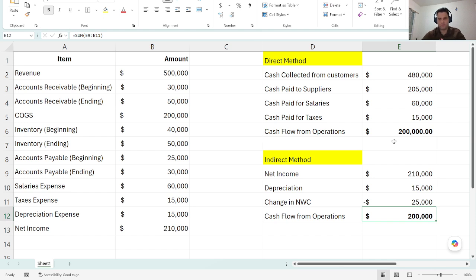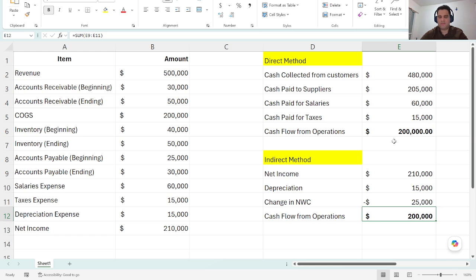Hope you guys like this video, a simple illustration of how both methods work, either the direct or the indirect. In practice, firms use the indirect method because of the ease of using the information, and a lot of accrual data is already available with the firm. Direct method is what is preferred by accounting bodies, but most of the firms that we do analyze prepare the cash flow from operations using the indirect method.